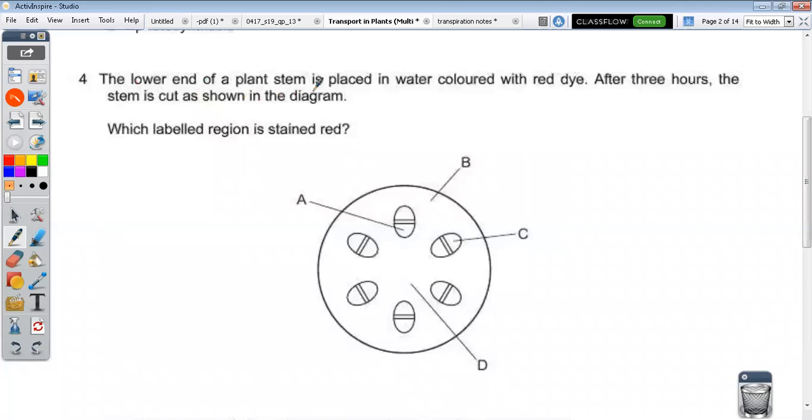The lower end of the plant stem is placed in water colored with a dye. I said this affects the xylem. It's the xylem vessels that what? That take up water. Clear? Which is the xylem, this one, from what you said.